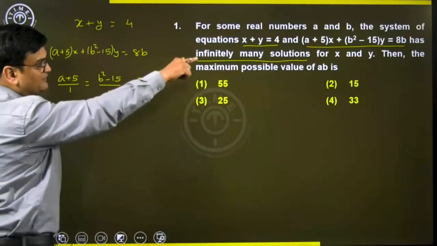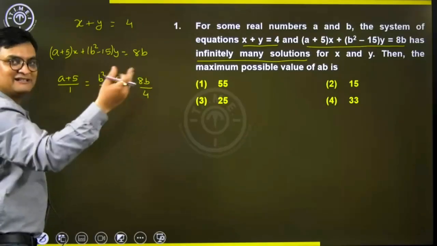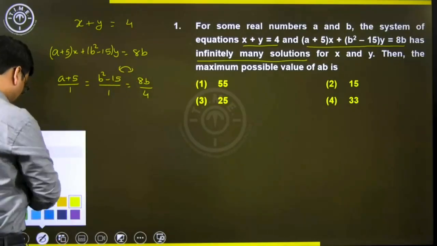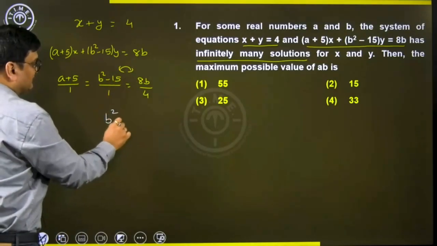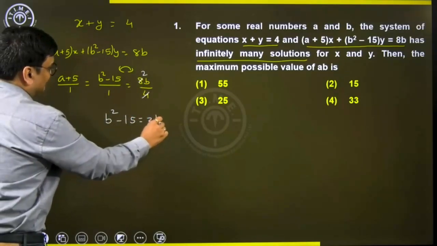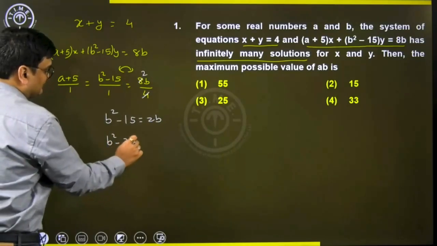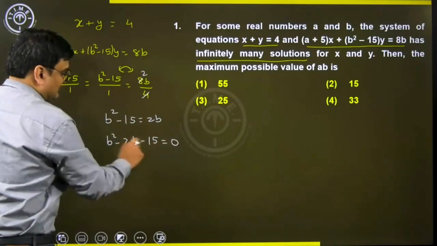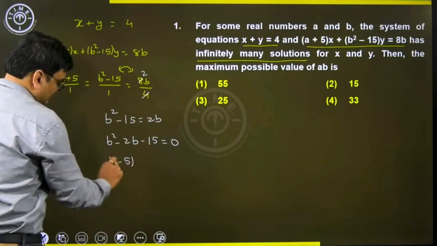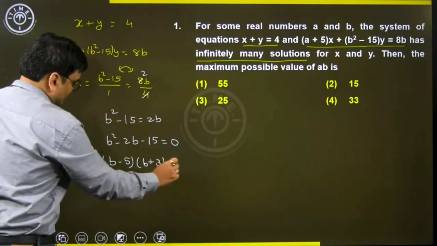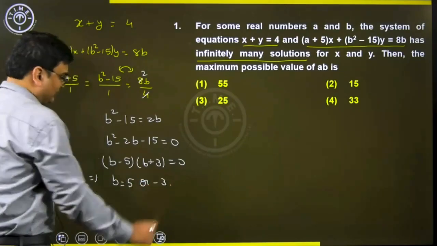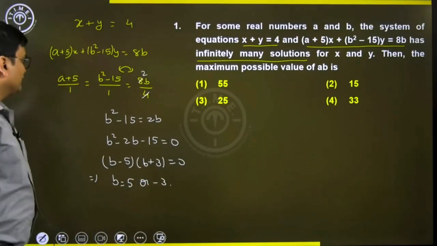What is the question, by the way? The question is, then the maximum possible value of a into b is how much? Now if I take these two together, let's see what happens. So if I take these two, I'll get b square minus 15 equal to 2b, right? Let's bring this 2b on the other side. We can factorize this, right? So factors will be minus 5 and 3. So b minus 5 into b plus 3 should be 0. So when you solve this, b would either be 5 or it would be minus 3. So we get two values for b out here.